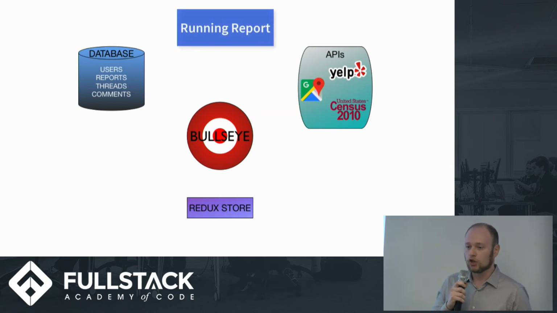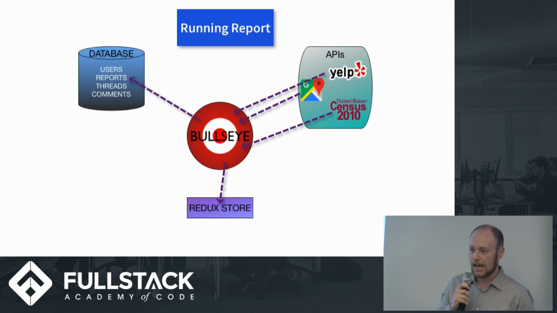And finally, when you're looking at a report, the data from the census, from Yelp, and from Google Maps API comes in and gets populated into the report. When you save the report, only the search criteria that you're looking for gets saved into the database. So the next time that you're trying to rerun this report, you get fresh new data.